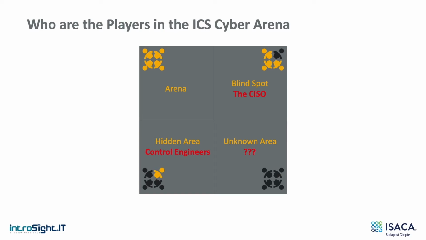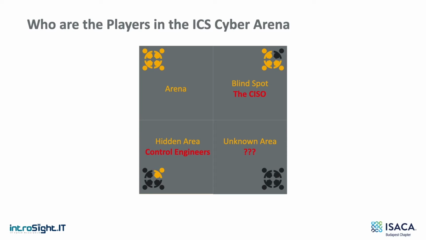The CISO, on the other hand, usually has little knowledge of and understanding of ICS processes and systems, lacks understanding of the potential consequences should something go wrong, but on the other hand, has high awareness of potential cyber risks and a solid knowledge of cybersecurity risk management disciplines and solutions.